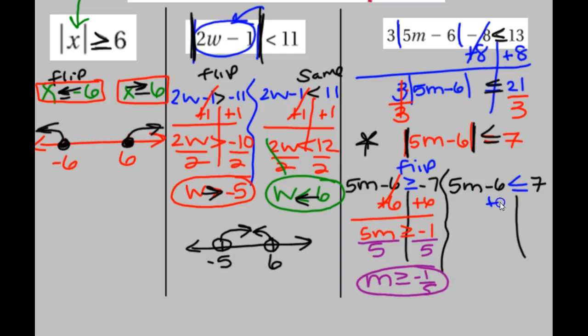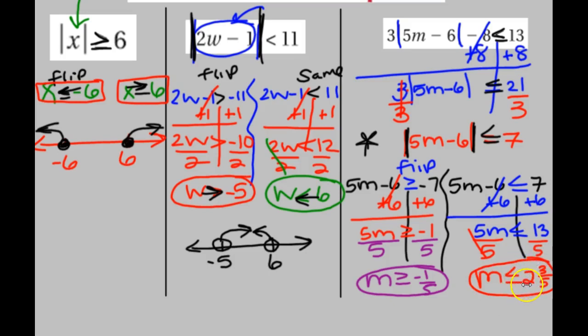And then same thing over here, add 6. 5m is less than or equal to, well, 6 plus 6 is 12, so one more is 13. And divide by 5. M is less than or equal to, well, 5 goes into 13 2 times, and there's 3 pieces left over, so 2 3/5. If you wanted to plug that in your calculator, that would be 2.6. This would be 0.2. But we just need to graph it.